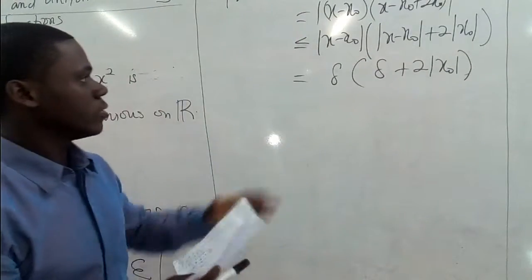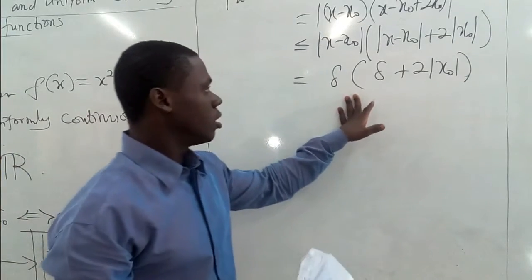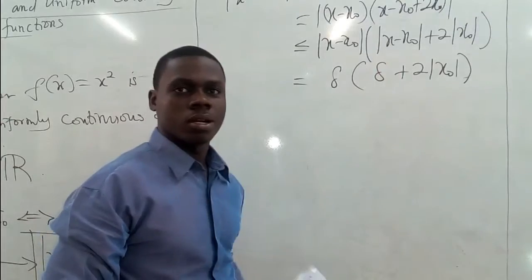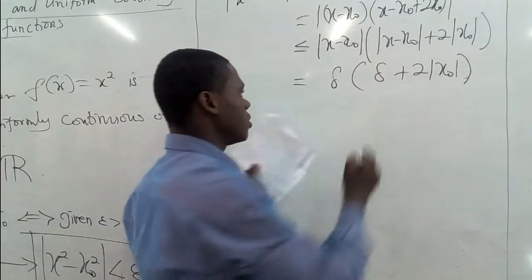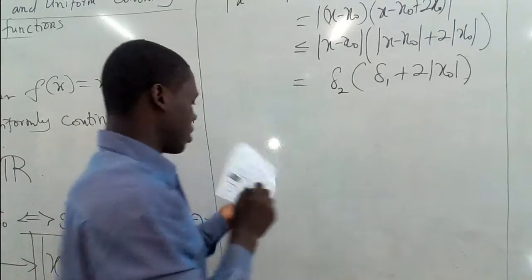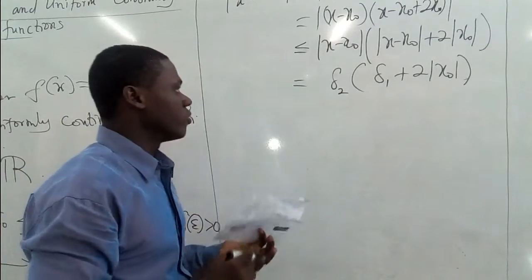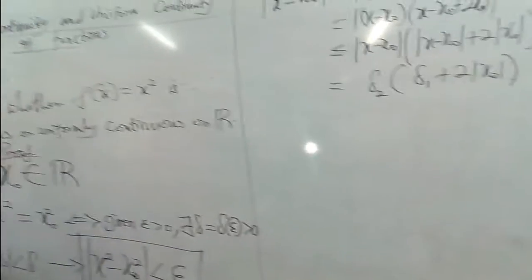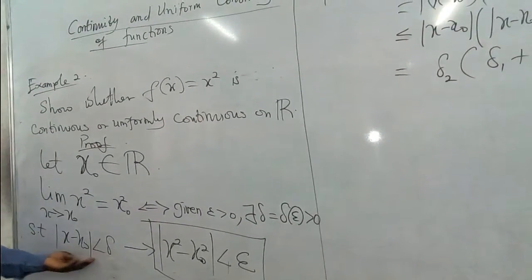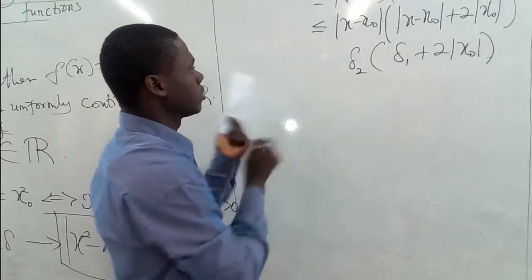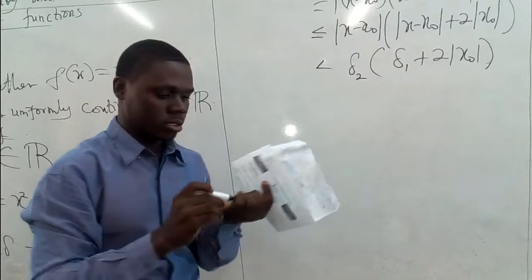Now we have delta here and delta here. So we need to label the delta 1 and delta 2. So let's call this one delta 1 and this one delta 2. So we have that here. And because we are introducing delta, and delta here has been said to be greater than this, then this sign here wouldn't be an inequality sign, it becomes a less than sign.